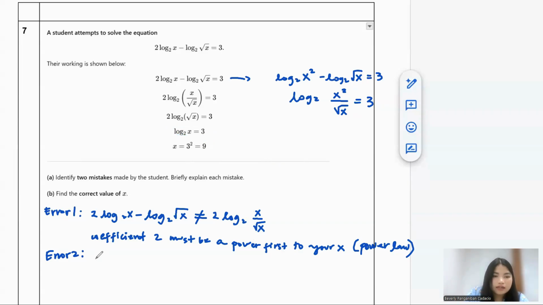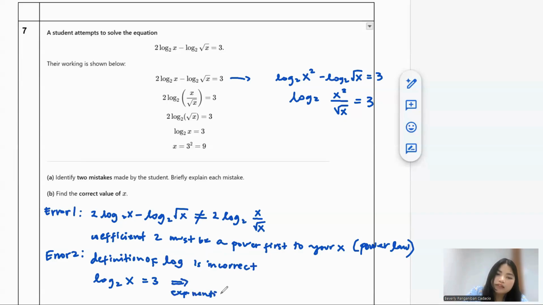Okay, but how can we say that in a form that it will be considered correct? So you can say that definition of log is incorrect. Log 2x is equal to 3 can be transformed to exponential form. Base will be 2. The 3 will be the exponent and your argument will be your x. So x is equal to 2 cubed. Assuming that it's correct, right? Okay? And that's the answer only in letter A.